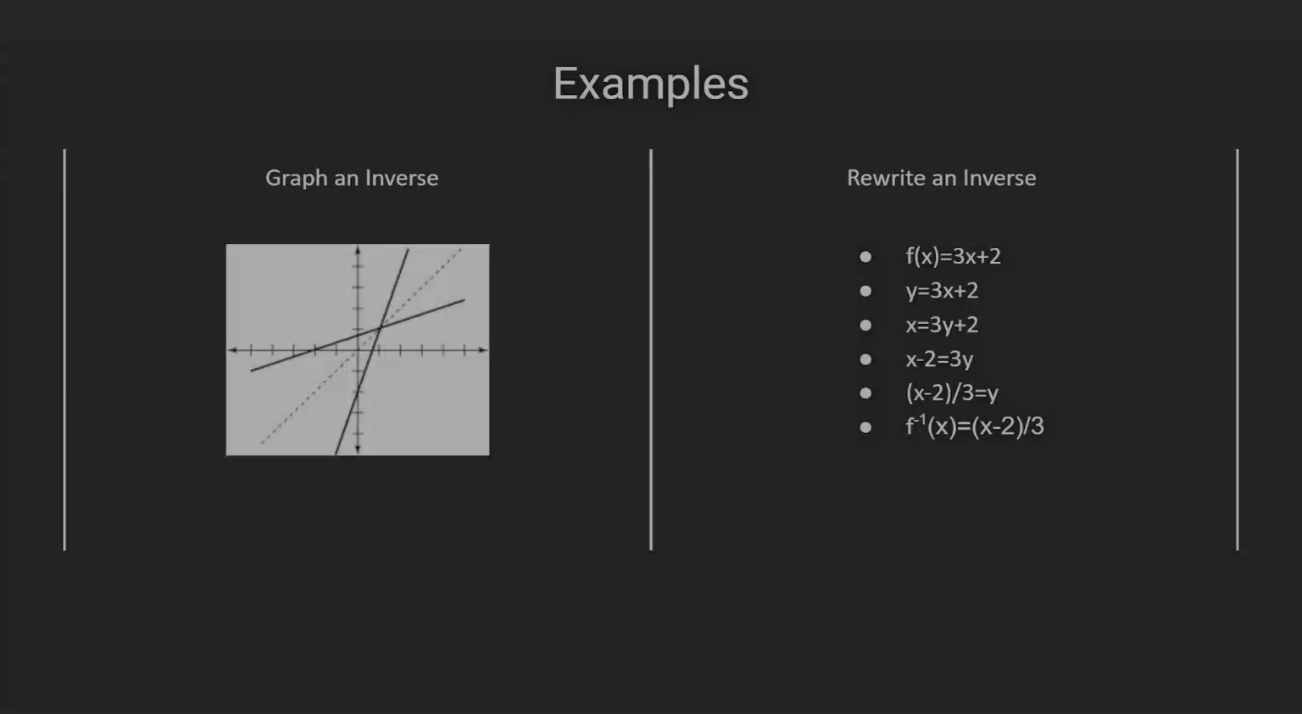x is now our input of the inverse function, and y is our output. So we need to leave the y alone on one of the sides. So then we do minus 2, so we get x minus 2 equals 3y, and then we divide both sides by 3. So we end up with x minus 2 in parentheses divided by 3 equals y. So the inverse of f of x being 3x plus 2, the inverse is going to be parentheses x minus 2 divided by 3.